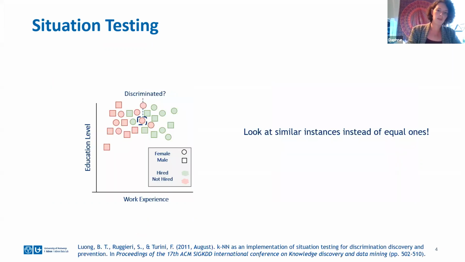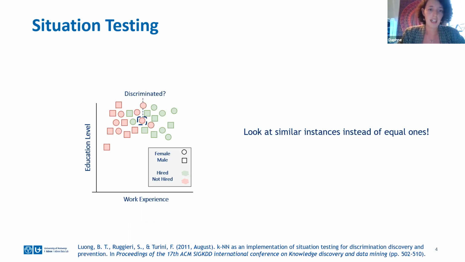This was first proposed by Luong and his colleagues. But because often if you have a big data set with lots of different attributes, it might not always be possible to find equal instances to the one that you may be currently looking at, instead they propose to just look at similar instances.